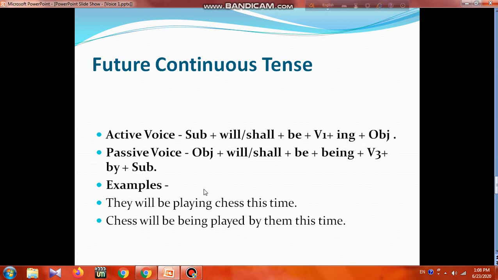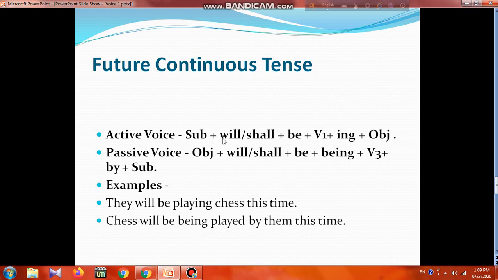It is about future continuous tense. The structure of future continuous in active voice is subject, shall or will, then be, then verb V1 plus ing, then object. If you want to change it to passive voice, at that time being will be there. Shall be, will be remain as they were, then being will be added, then V3, then by, then subject.